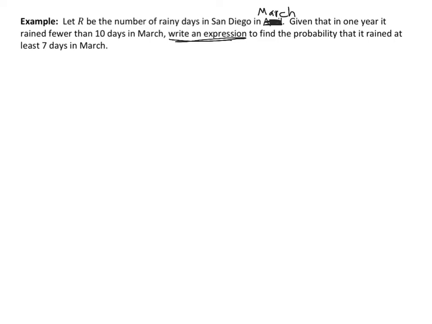Okay, so this is saying find the probability that, and we've got R to be the number of rainy days. So find the probability that it rained at least 7 days in March. So find the probability that the rainy days, at least 7, that means 7 or more, so greater than or equal to 7. So what's the probability that rainy days is greater than or equal to 7, given what? Given that it rained fewer than 10 days. Now, fewer than 10 means not even 10. It means like 9 or fewer. So this is like R is less than or equal to 9.